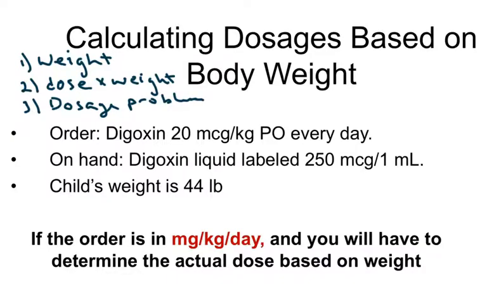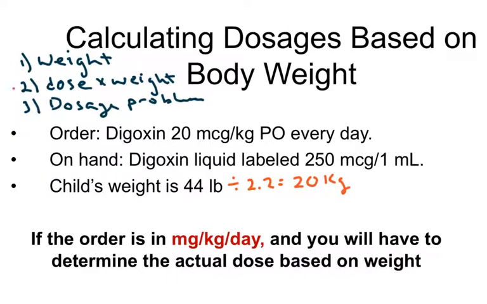So for this one, the first thing we're going to do is change his weight. So we're going to take the 44 pounds to kilograms. So we do 44 divided by 2.2, and that gives me 20 kilograms.